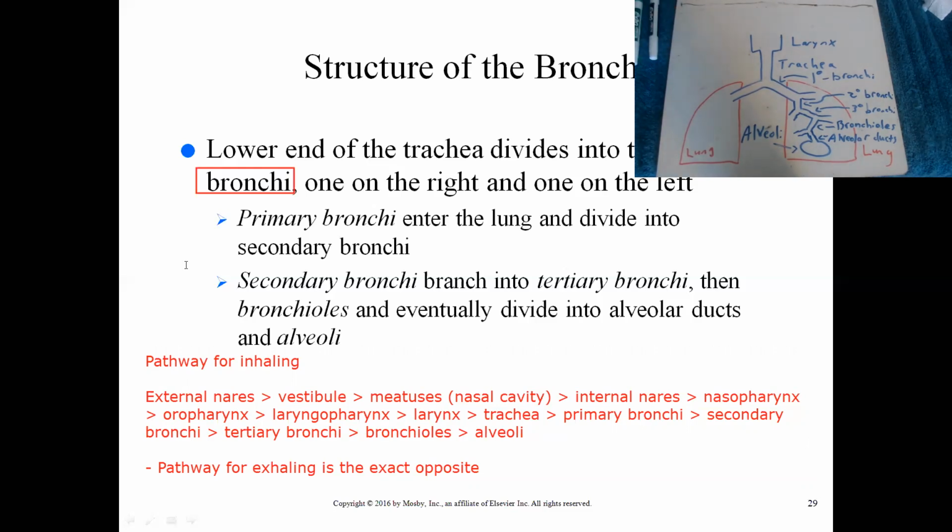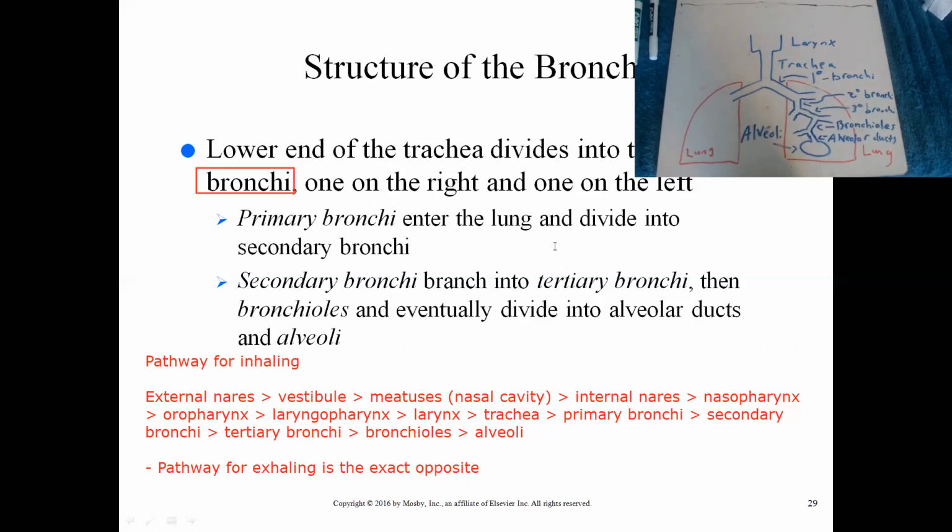Last thing about the bronchial tree. I've drawn it with each split just splitting into two, and there are just two primary bronchi. But for the other branches, there's not just two, there's going to be a lot more than that.